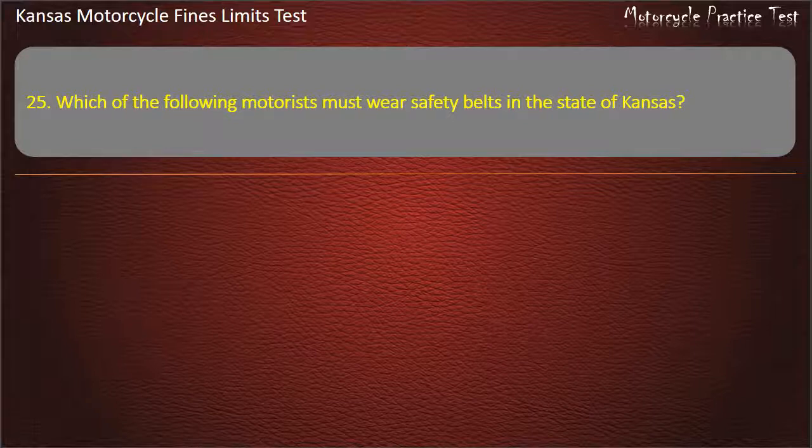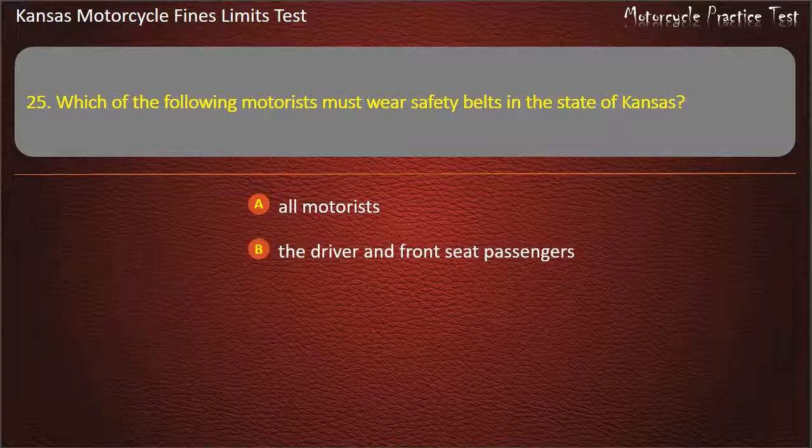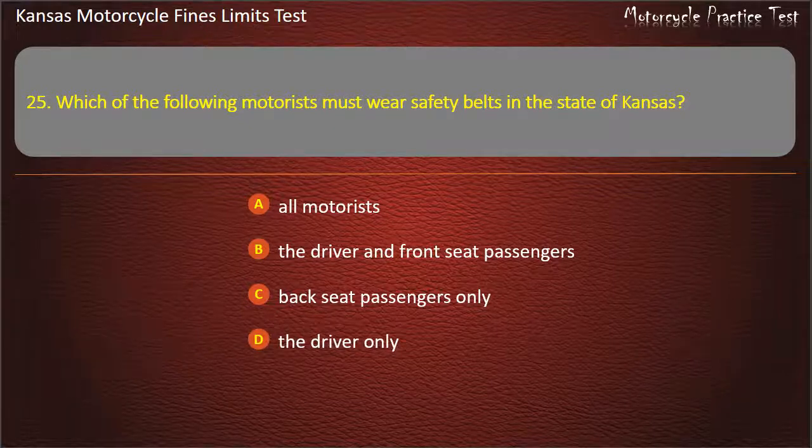Question 25. Which of the following motorists must wear safety belts in the state of Kansas? All motorists. The driver and front seat passengers. Back seat passengers only. The driver only. Answer: All motorists.